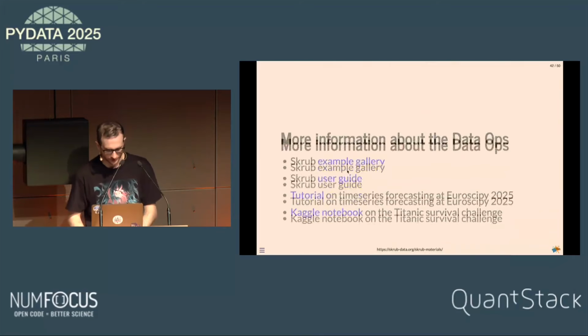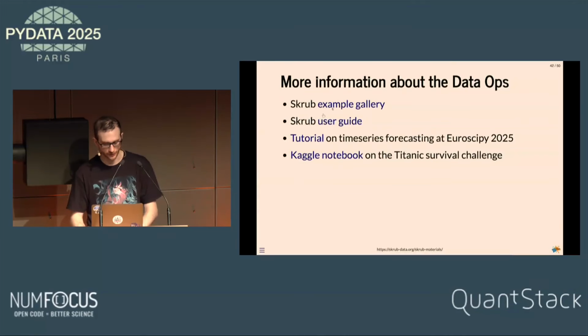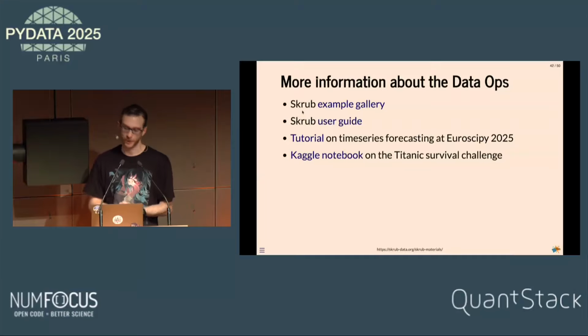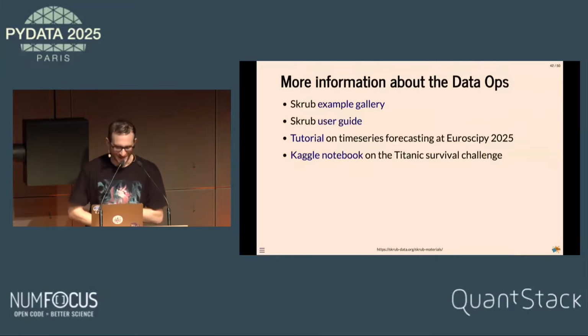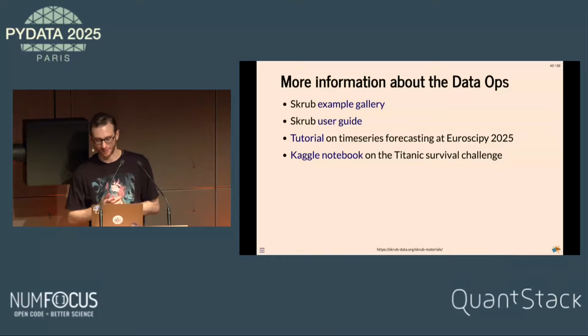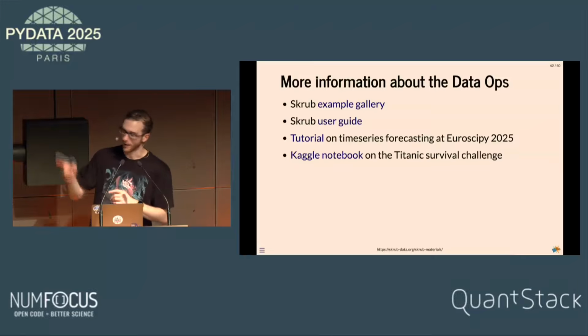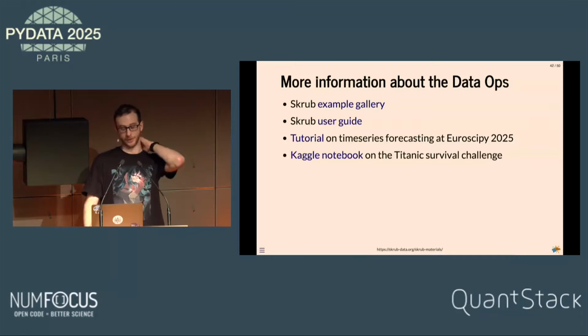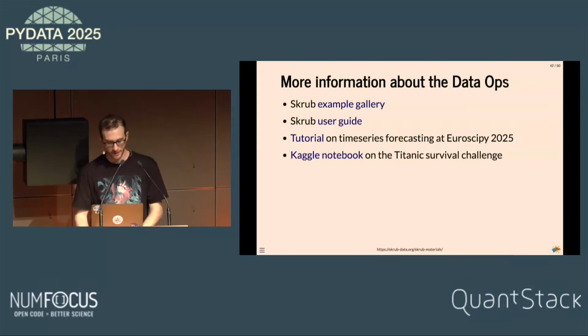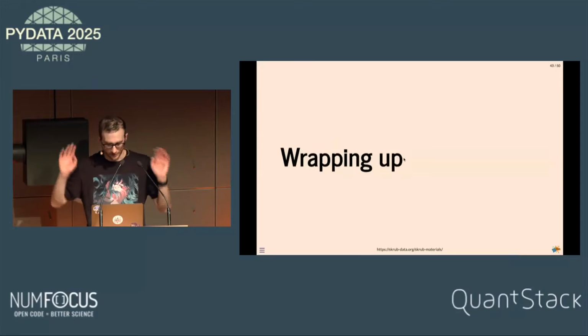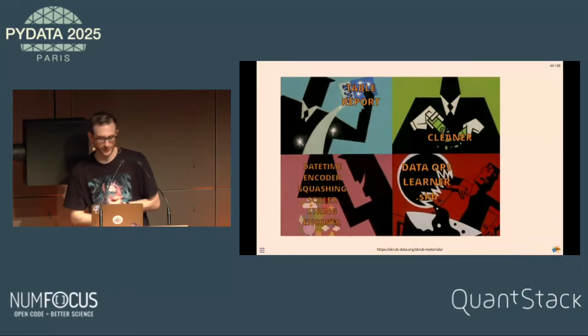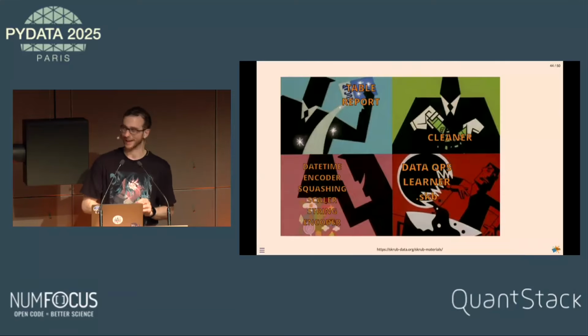Then we're almost done, actually, because if you want more info about the data ops, you can find it in the example gallery in the main website. There is also the user guide, which I spent a lot of time on. Hope that it's helpful. There is a tutorial that we gave at EuroSciPy 2025 on time series forecasting, also with Guillaume, and which is actually where I got the parallel coordinate from. So if you're curious about that, you should look at the tutorial. Then there is the very simple Kaggle notebook that I wrote just to test out the DataOps on the Titanic Survival Challenge.